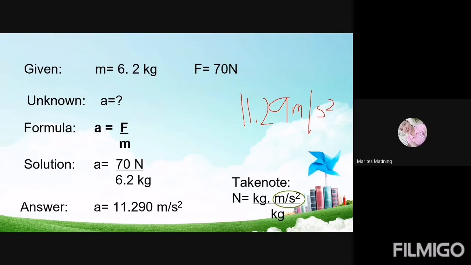Okay, 1 Newton is equivalent to kilogram times meter per second squared. And mass is kilogram. So, cancel natin si kilogram sa taas, saka sa baba, anong natira? That's meter per second squared. Okay, so that will be the unit for acceleration.